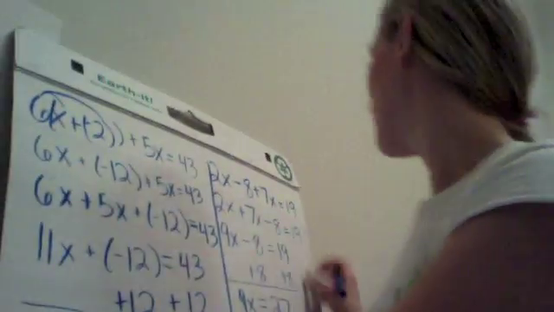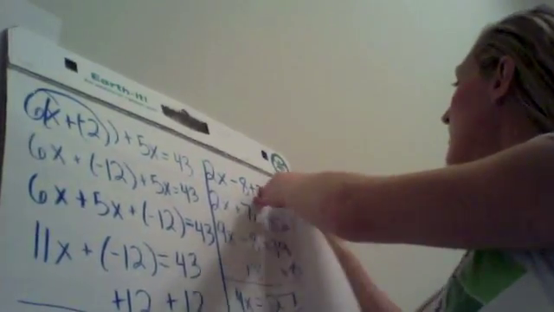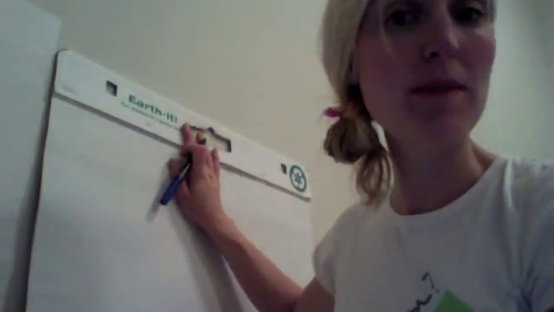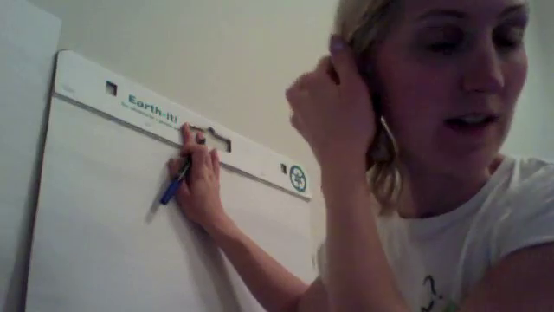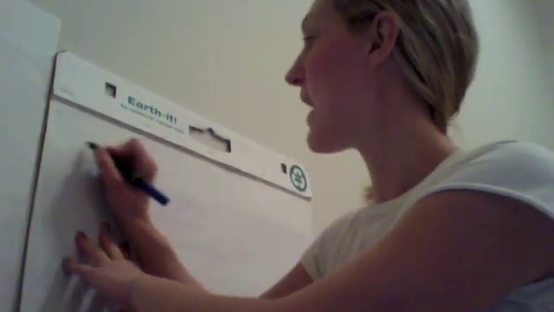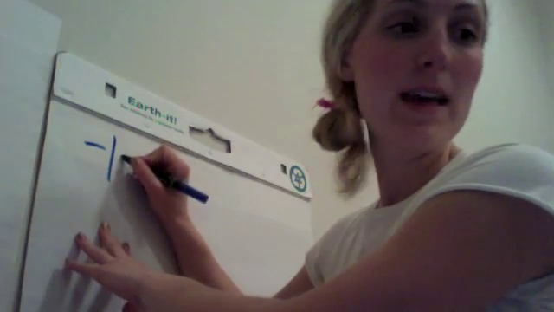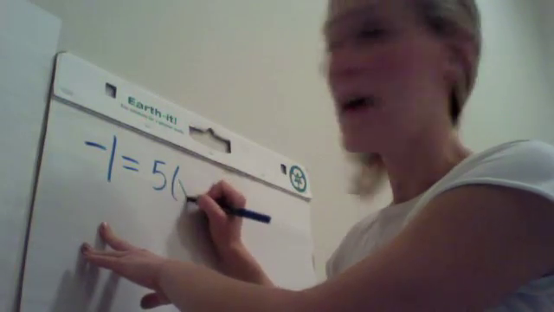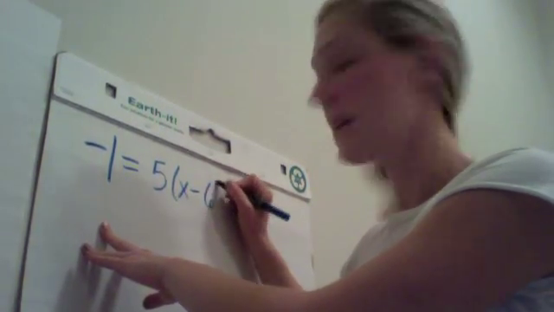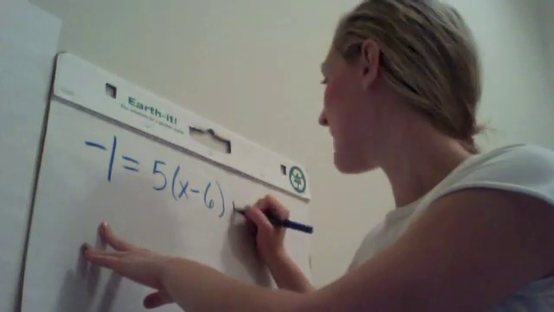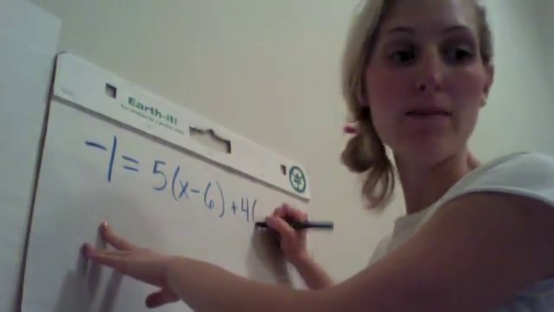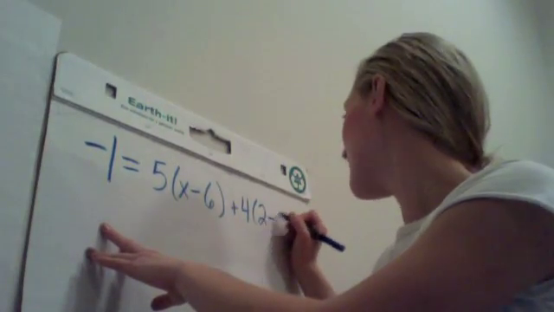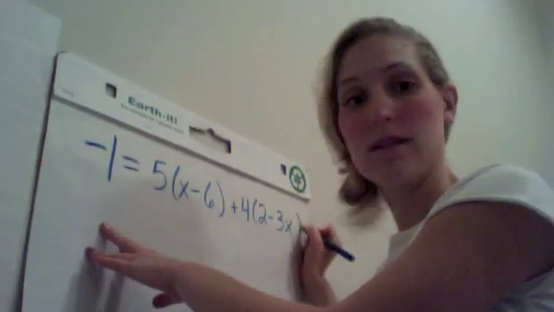Let's go ahead and try one more example here. This is going to be example 2 on page 133 in your textbook if you want to follow along. Suppose we have negative 1 equals 5 times (x minus 6) plus 4 times (2 minus 3x).